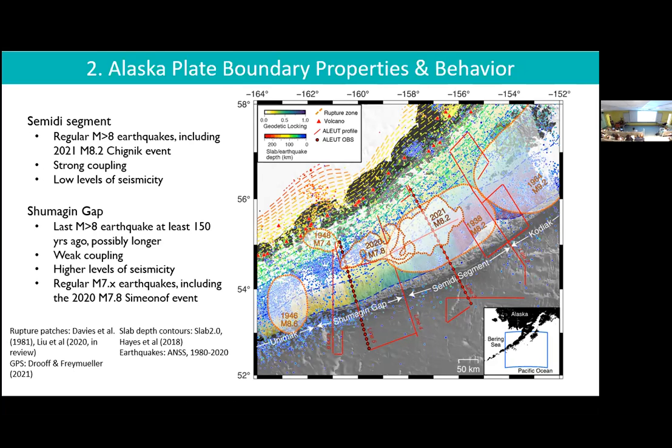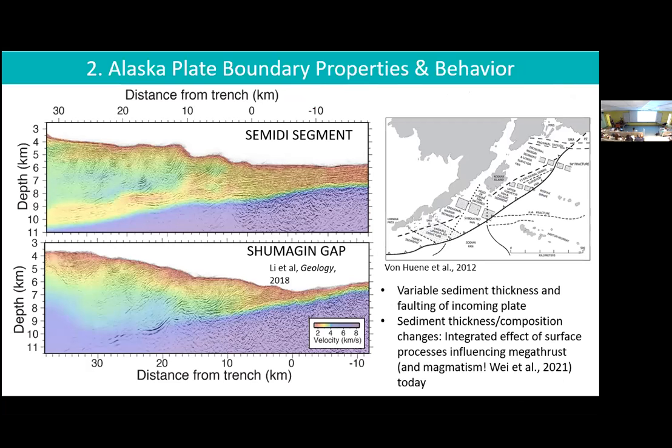And so, within this setting, what influences those things? In particular, we'll compare this area, the Semidi segment, more locked, with more regular great subduction zone earthquakes, with the Shumagin Gap, which seems less well locked and has more background seismicity, but fewer really large events. And on the incoming plate side, I've described to you this bending fault difference. So we can see a change along the subduction zone.